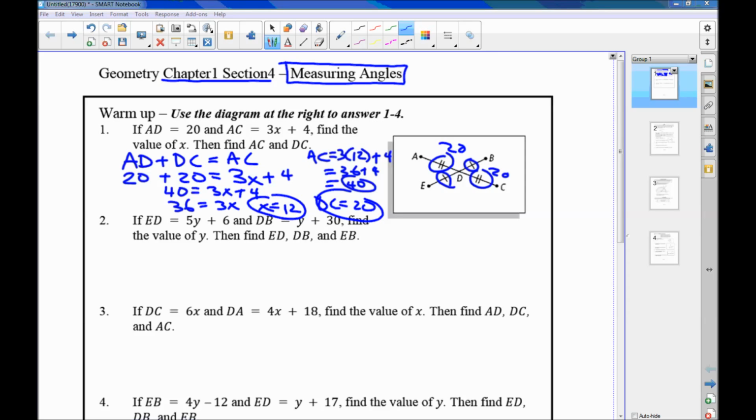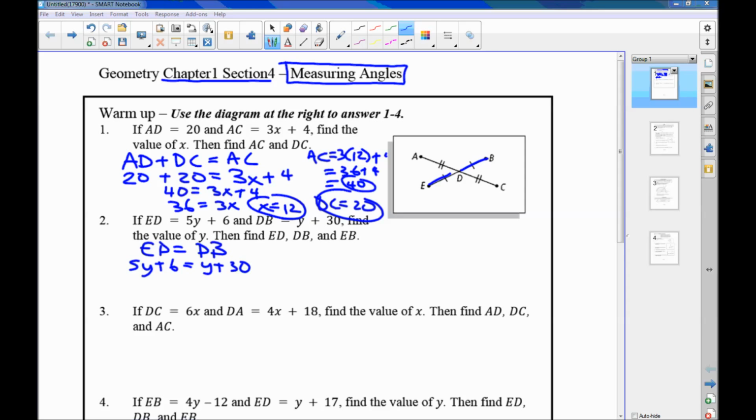All right, number 2. If ED is equal to 5y plus 6, and DB is equal to y plus 30, find the value of y and then find all the little segments. So ED is one of the small ones, and DB is one of the small ones. We have different formulas for those, but we know that they should be equal to each other. So I know that ED should be the same value as DB because AC bisected EB in half. So cut it right in half so that these should be equal. So we're going to put 5y plus 6 where ED is. We're going to put y plus 30 where DB was.